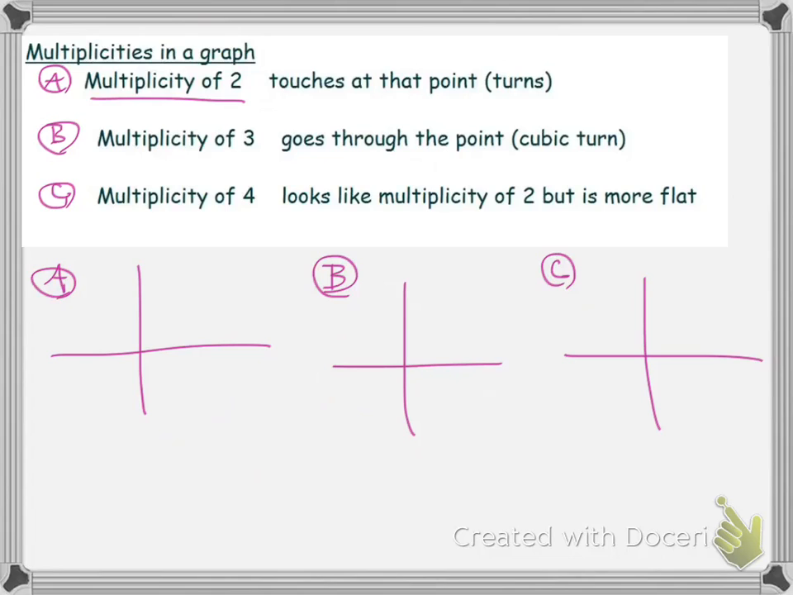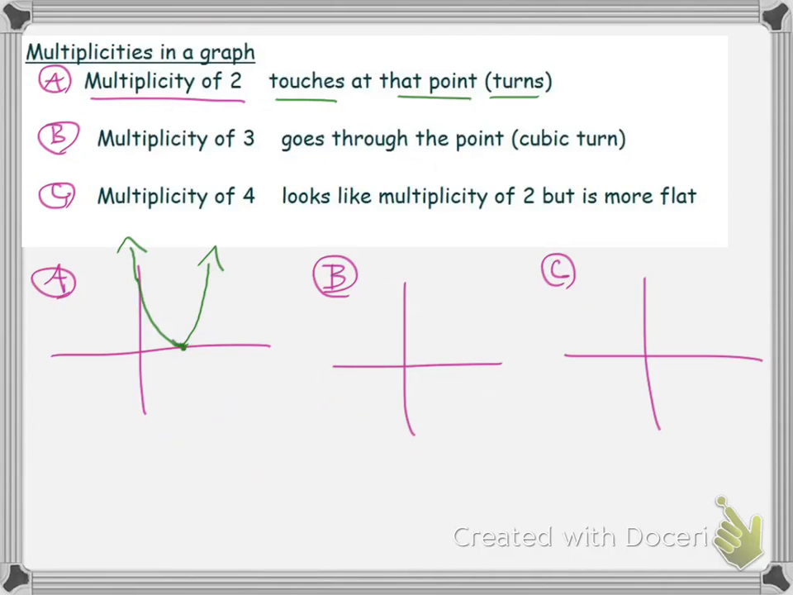So when there's a multiplicity of 2, what happens is that it touches the point of the 0, but then it turns and it doesn't go through it. Okay, so if I had a 0 here and it was a multiplicity of 2, what it does, it kind of does like a quadratic, and it touches that point but then turns. And that would be a multiplicity of 2 if it does that at the 0.